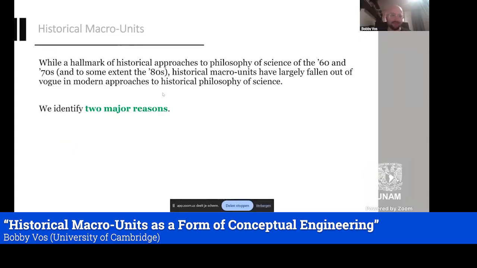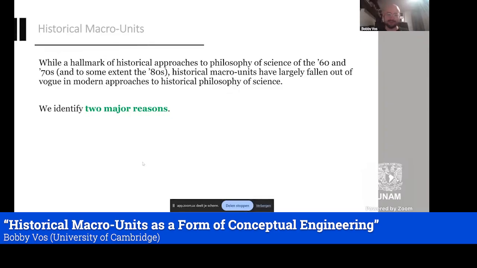So, like I said at the outset, the use of concepts of this kind was a distinctive hallmark of historical philosophy of science of this time period, 60s, 70s, 80s. But today, you won't find too many philosophers structuring their historical accounts of science around such concepts. So there's an interesting question here from a historical point of view. If we look at the history of philosophy of science, what caused the fall from grace of this particular mode of historical philosophy of science?